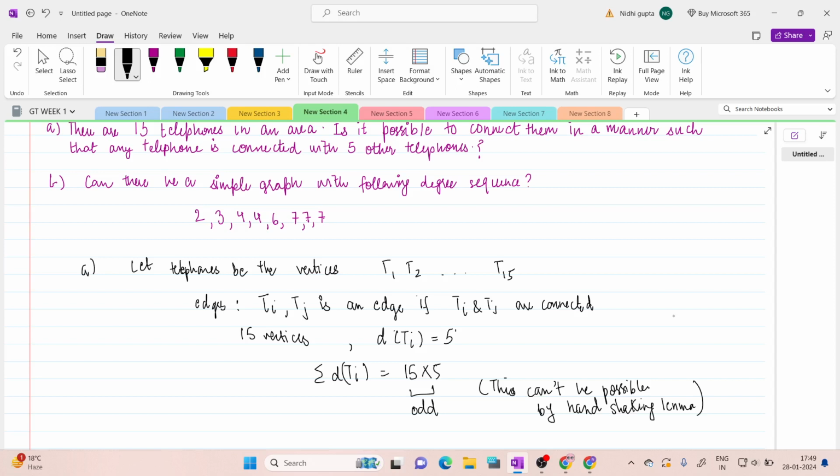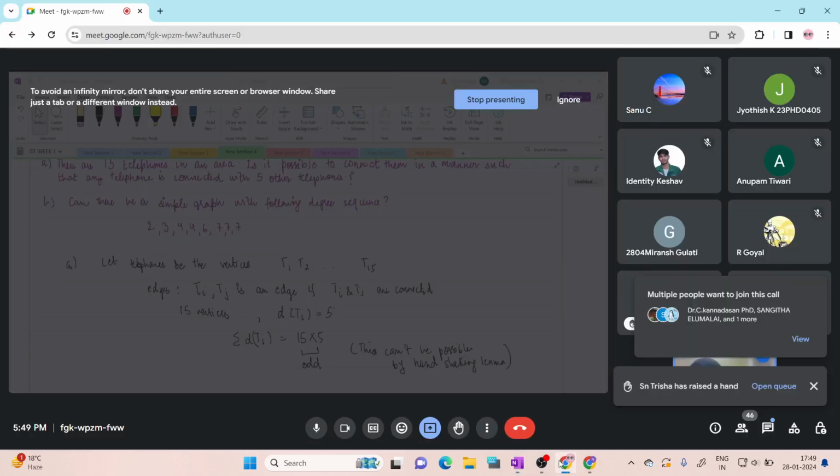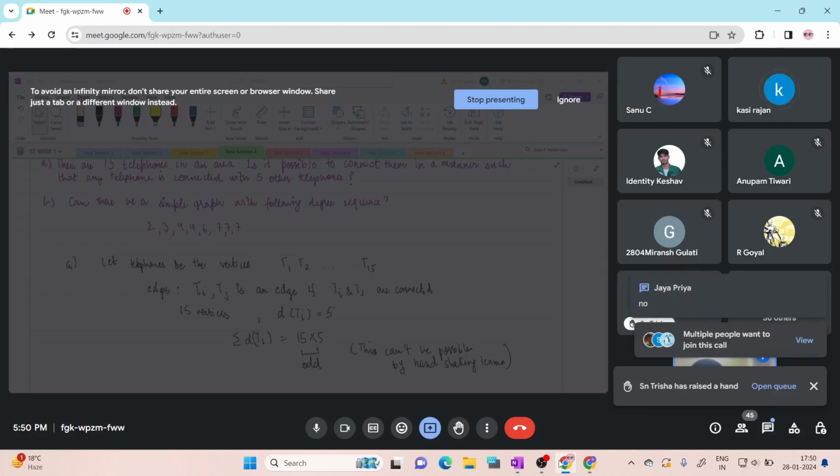Okay. Part B asks whether we can have a simple graph with the following degree sequence. Everyone please look at this degree sequence. These are 8 vertices. Think about whether we can have a graph with this degree sequence or not. If you have an answer, just say yes or no. There is one person who thinks no. What about others? Yes, there are a lot of no's.